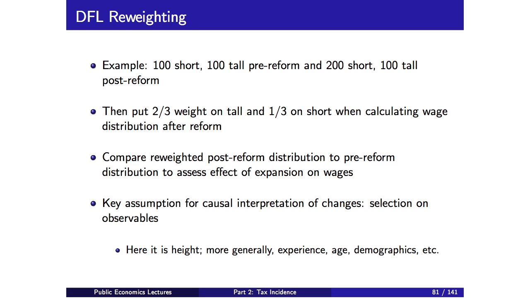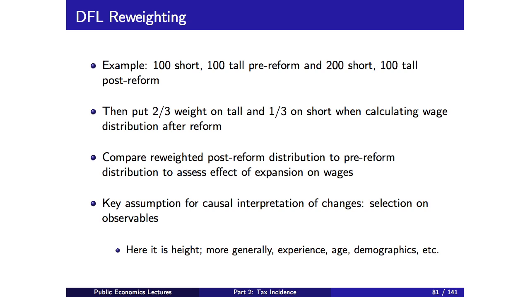So what's the key assumption here for causal interpretation of the changes? It's that all the selection is occurring on observables. So in this example, it works well because I've assumed that the only thing that matters is height, and I measure height without error, and I can reweight on height. But more generally, if selection is occurring on some unobservable thing that affects your wage, then you're going to have a problem.